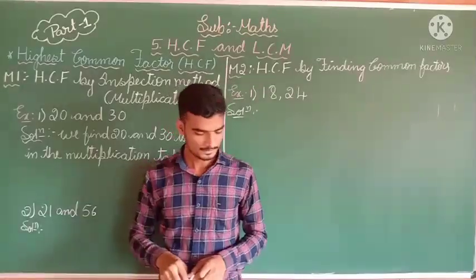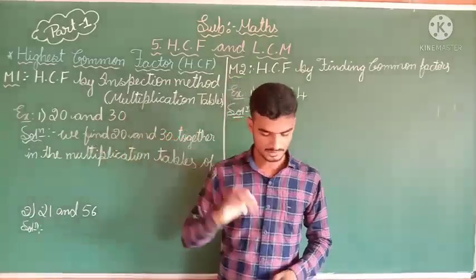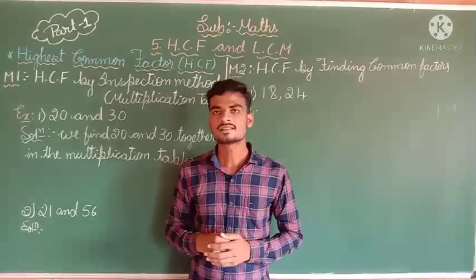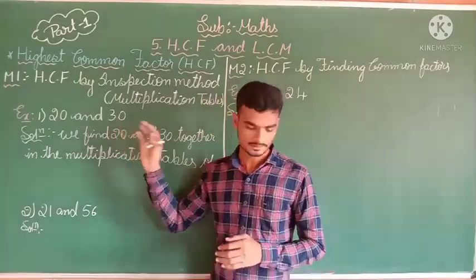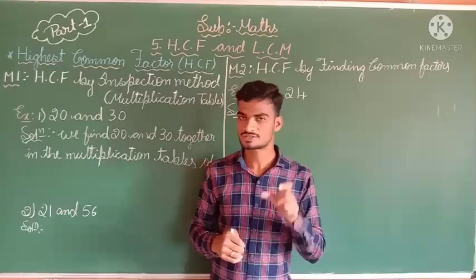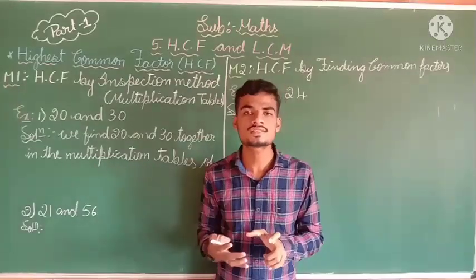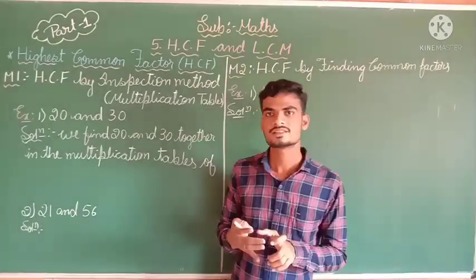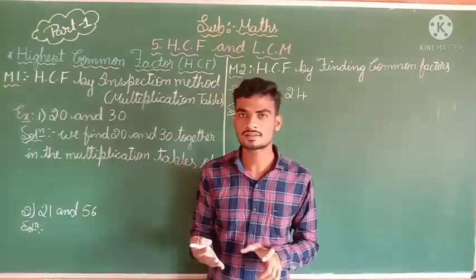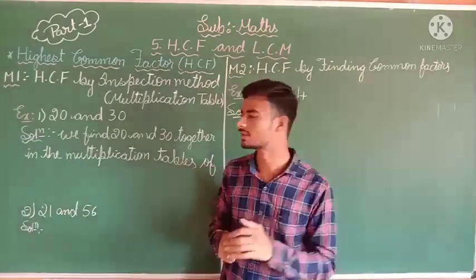For example, I have given 20 and 30. Here you will get a question like this: find the HCF of 20 and 30 by inspection. You will get a question in this way. If you get a question in this way, how do you solve this type of question? This is very easy. You know that we will find the factors. How to find the factors we have discussed already in the previous class.